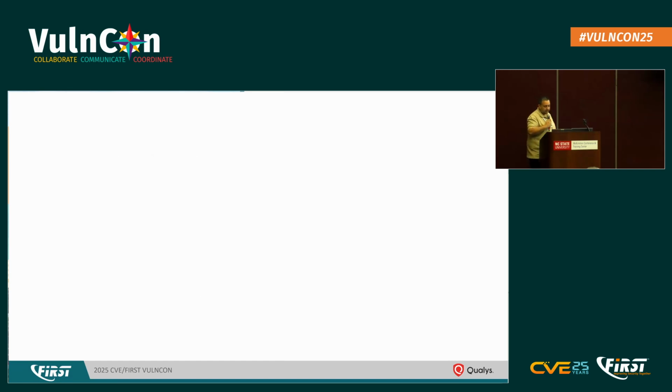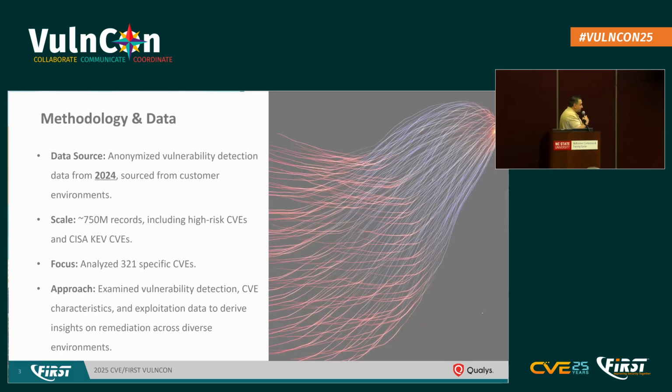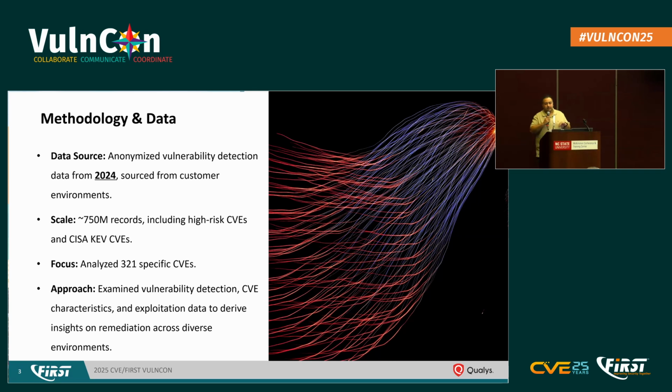Let's start with the data. The data that we collect and all the insights that you will see today is based on last year data, from beginning of the year to the end. All data related to 2024, and we had a large data set. To put it in a perspective, Qualys on average doing around 6 billion scan a year.